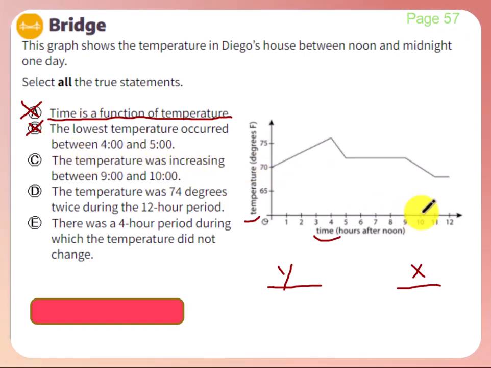So let me look at 9 and 10. So that's the interval here. It looks like it's going down or decreasing, so that's incorrect.